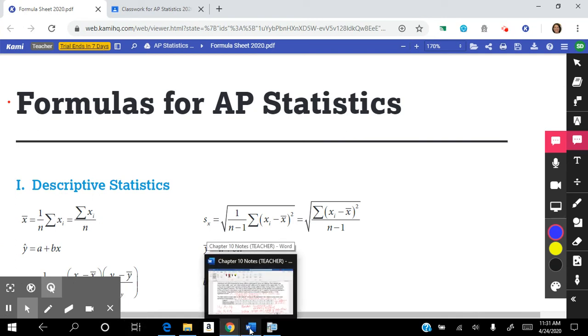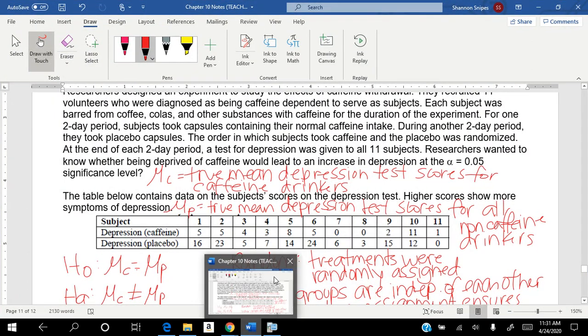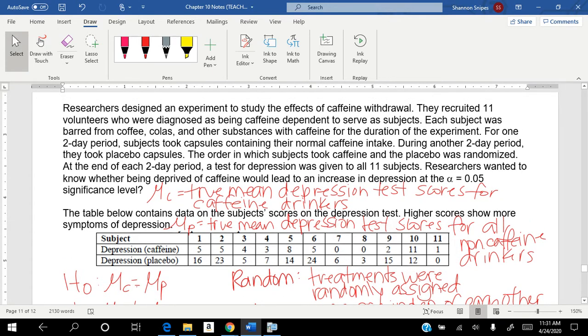Okay, so the spacing on my document messed me up. So there were actually two problems here. We were to do the test at the alpha equals 0.05 level, and we're going to do the one for the confidence interval. So I went ahead and wrote some stuff down just to save some time.